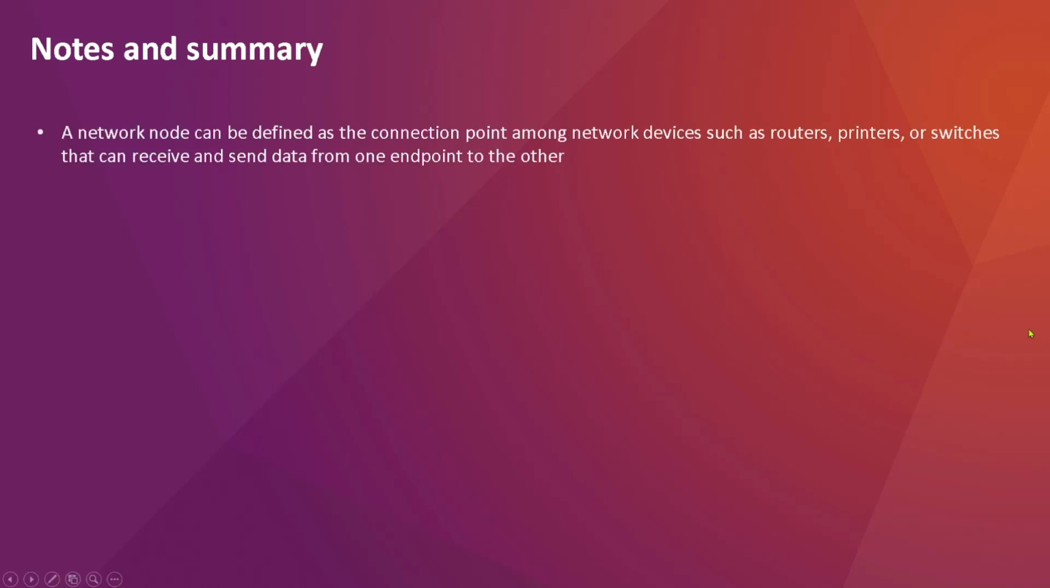Notes in summary. So we've talked about nodes. Nodes are just devices that are connected on the network, for example, routers, printers, and switches. We've also talked about a SOHO network, which just means small office, home office. And also we've talked about a LAN, which is just a local area network, devices connected in the same area or in the same room.